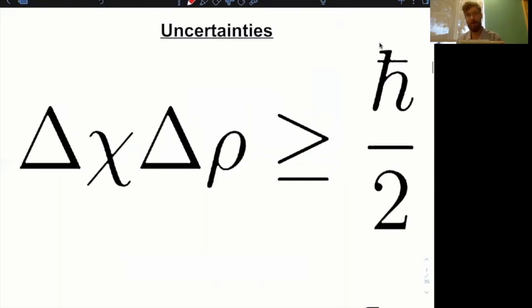So we're going to talk about uncertainties now. What you see here on the screen is not the type of uncertainty you will be dealing with just yet. We'll be talking about this type of uncertainty in year 2 as we talk about quantum mechanics and the Heisenberg uncertainty principle. For right now, I think it just looks cool.